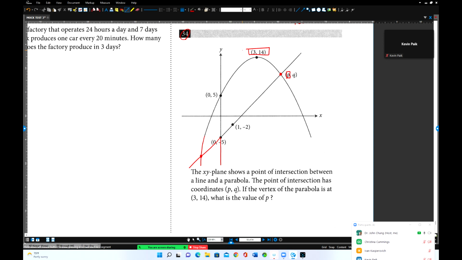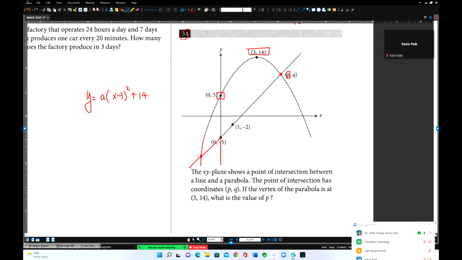This is the vertex, (3, 14). That one is upside down. The general equation of this one is what? a times (x minus 3) squared plus 14. But this a should be less than 0, right? Because the graph opens downward. But we still need to decide the value of a. How can you decide the value of a? Put a number in there.